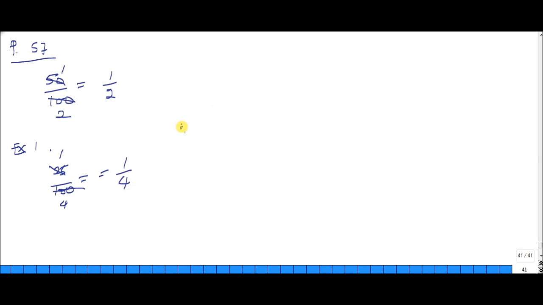Number 2. Exercise 1, number 2: what fraction of $1 is 40 cents? So it's 40 over 100, and 20 into 40 goes 2 times, and 20 into 100 goes 5 times. So it would be 2/5.